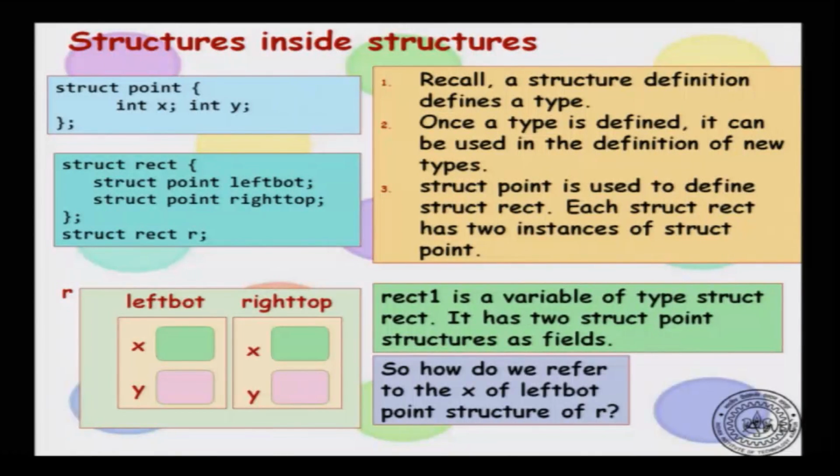Now, how do I manipulate this rectangle? How do I say that this rectangle's left bottom is the point 1 1? Suppose I want to say something like this.